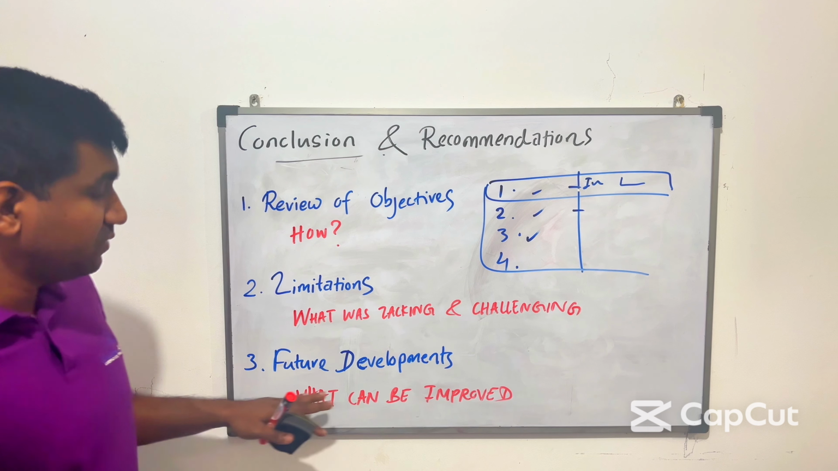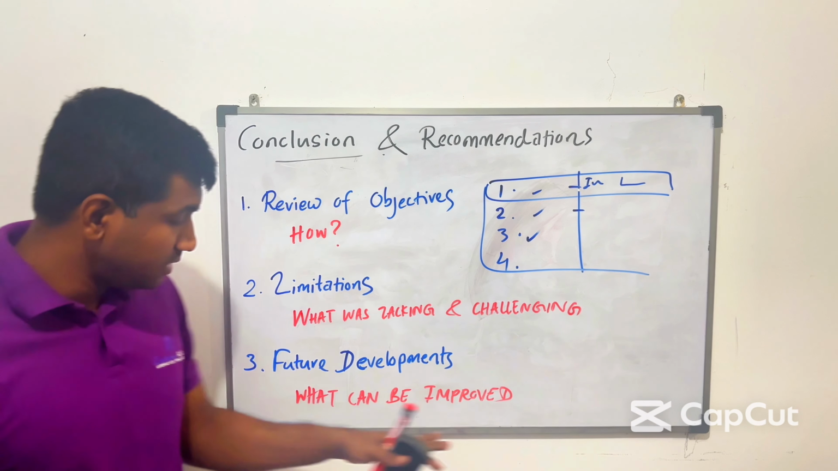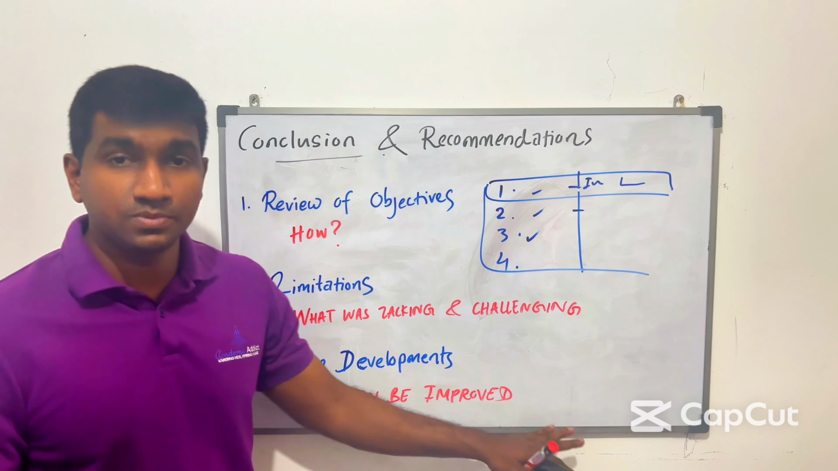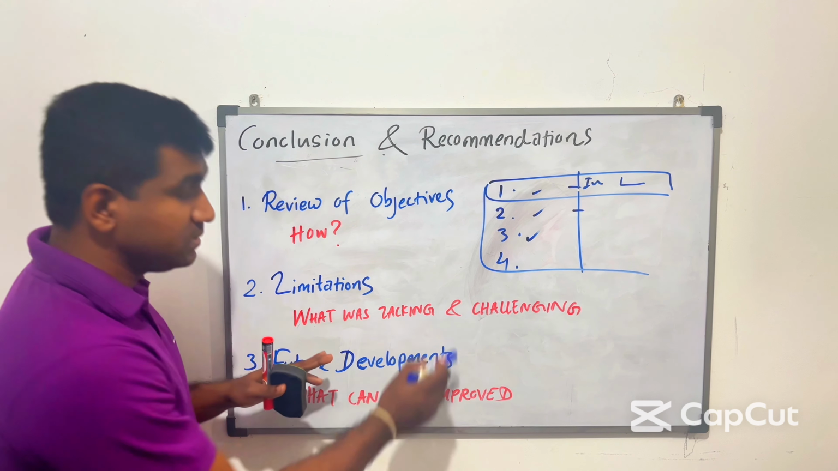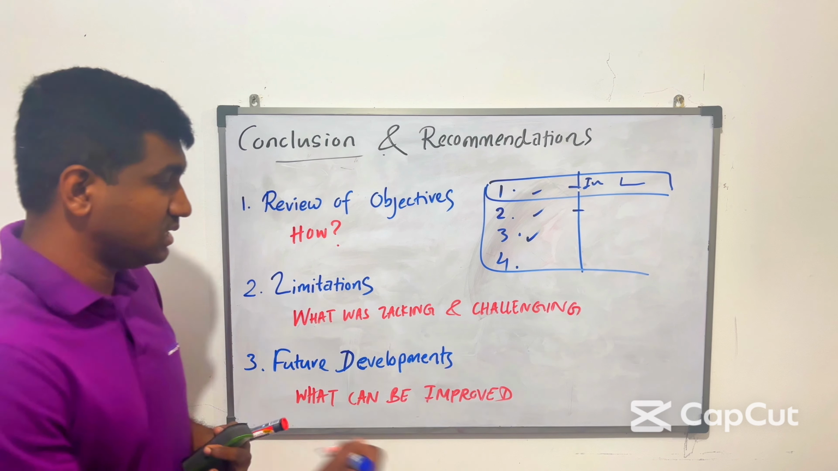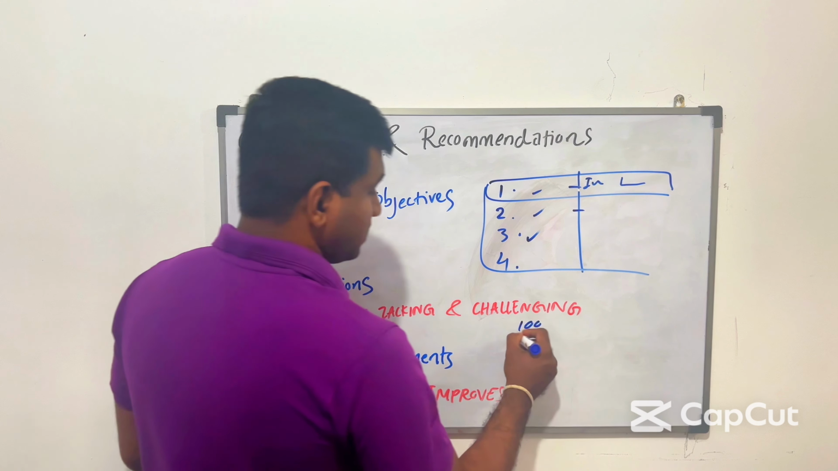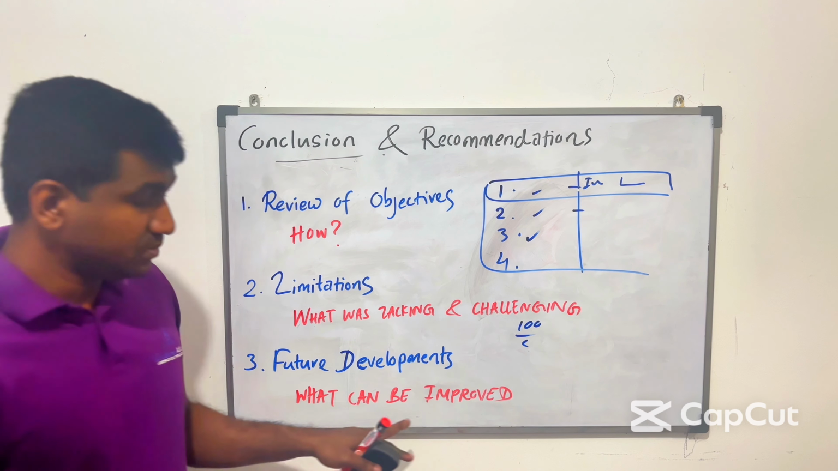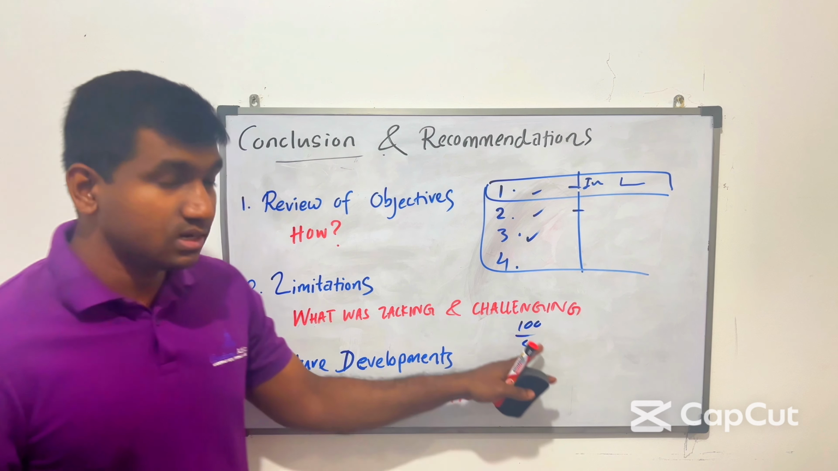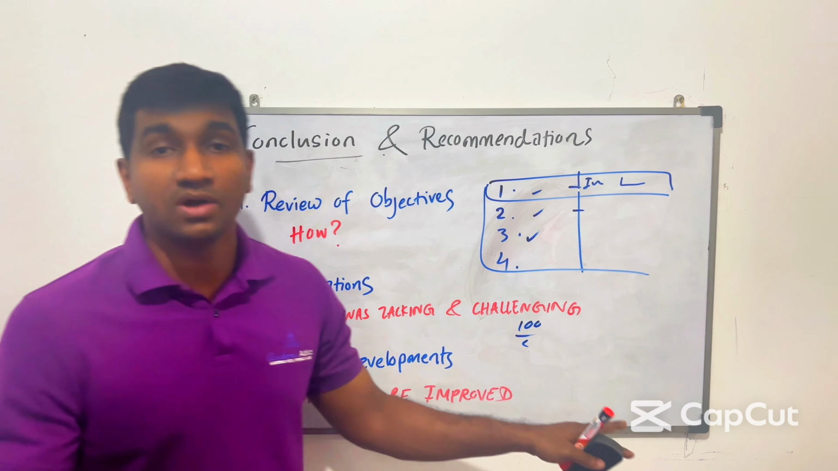The third part, future developments. It's very simple. Now, what can be improved? The opposite of this. So if you had said a sample of 100 was not enough, here you can mention it is better to have 500 instead of 100.